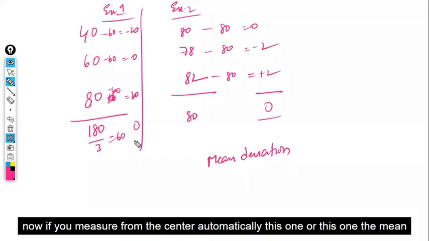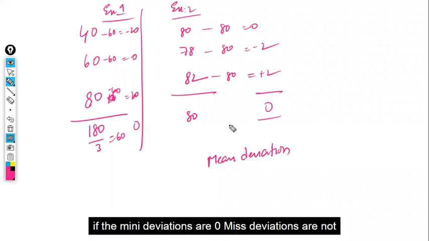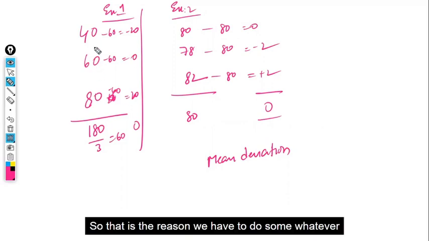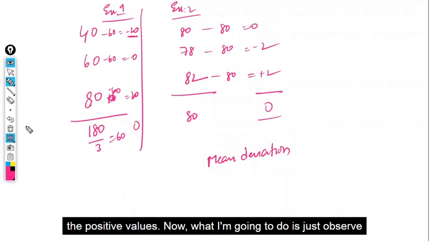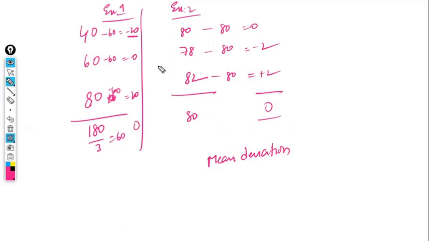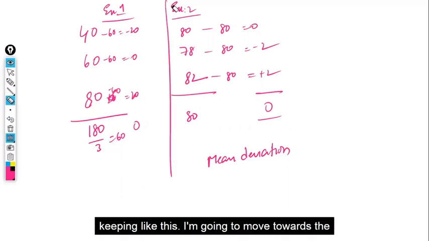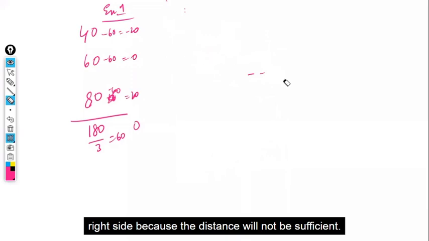Now, if you measure from the center, automatically the mean deviation will be 0. If the mean deviation is 0, it means deviations are not there, everything is the same. So that is the reason we have to convert whatever negative values are there to positive values. Now, just observe this example, the same example. I'll keep it as it is, but I'm going to move towards the right side because the space will not be sufficient.